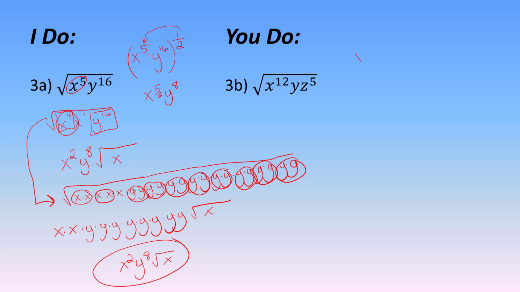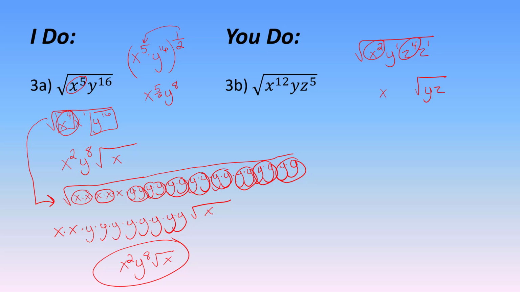Welcome back. So the first thing I want to do is try to make as many of my powers even. So x to the 12th, y to the 1st, I can't make that even. Z to the 4th, which means I need one more z. So I'm going to be able to simplify the x squared. I'm going to be able to simplify the z to the 4th, which means I'm going to be left with yz inside the radicand.